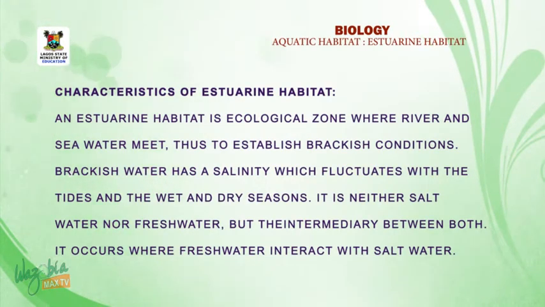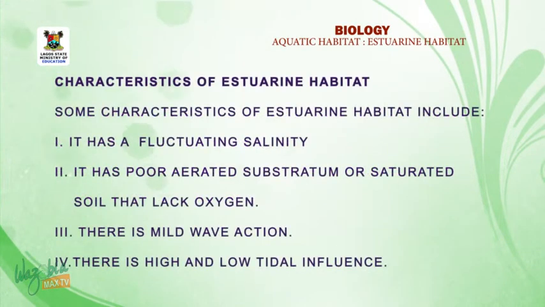So when we're looking at the estuarine habitat, we can say it is a place or a junction where seawater meets with fresh water, salt water meets with freshwater habitat. Now let's look at the characteristics of estuarine habitat. Some characteristics include: 1. It has a fluctuating salinity, because the salinity of the estuarine depends on the tidal action and the season of the day.